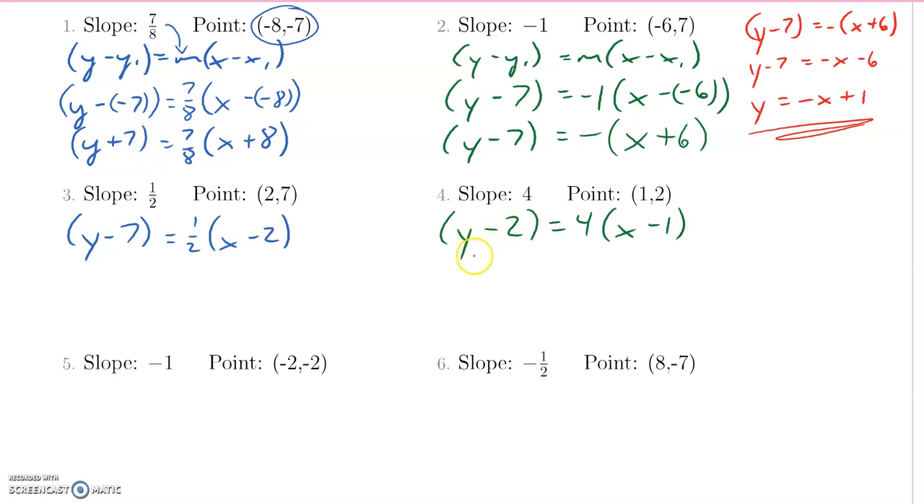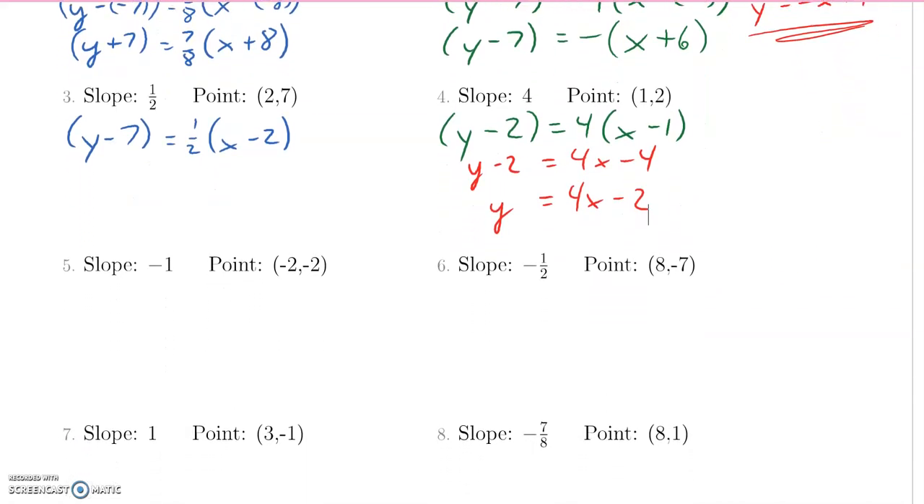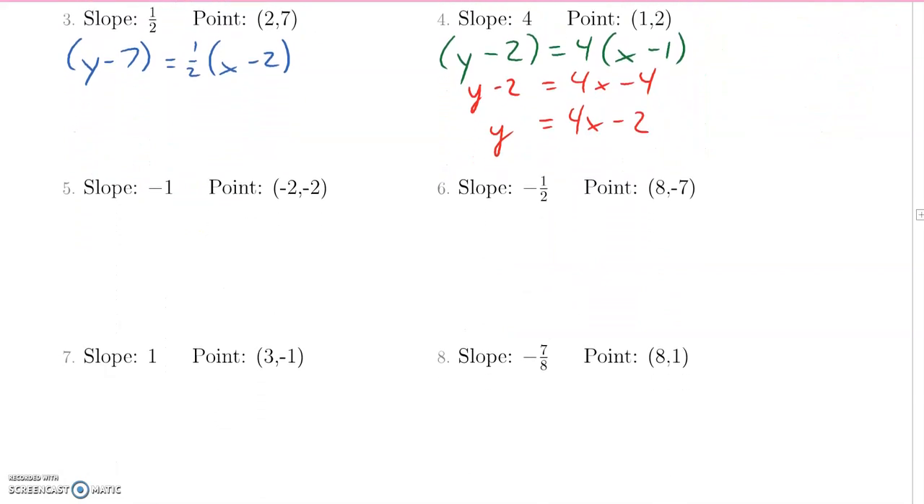So I can drop the brackets on my left-hand side, so that's y minus 2. Multiply this one out, so that'll be 4x take away 4. I want to isolate my y, so I have to add 2 to both sides. So it'll be 4x minus 2, and that would be my solving for y or slope-intercept form. Okay, all right, so let's go down to this one.